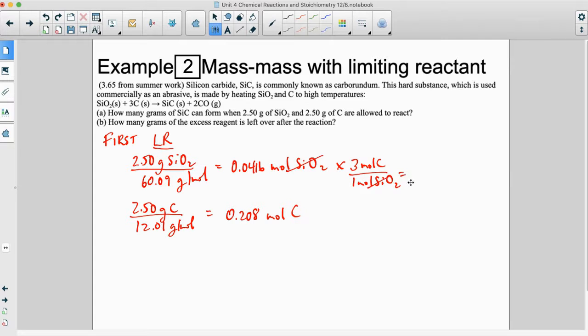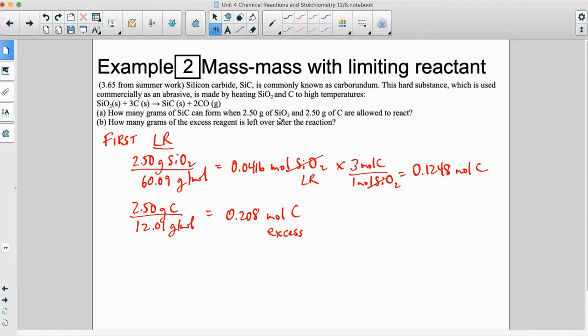So I can multiply these out. I get 0.1248 moles of carbon. And if I take a look here, I've got 0.208 moles of carbon. This is larger than what I need to react all of the SiO2. Okay, so this is my excess. And my SiO2 is the limiting reactant.